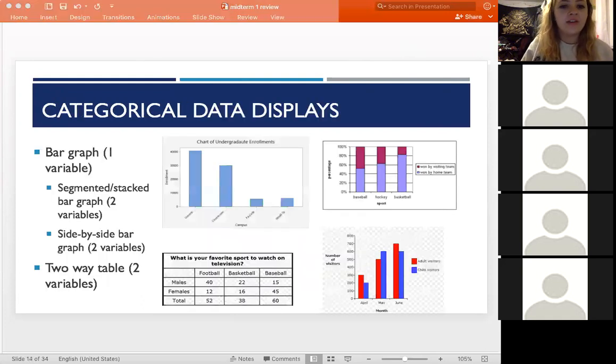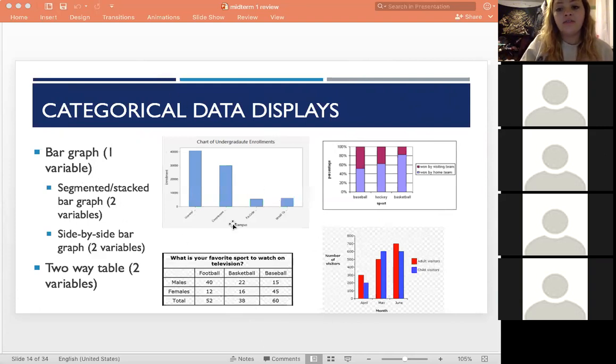All right, categorical data displays. So remember, categorical data is those labels that we talk about. These things don't have a numerical value to them. They're going to be things like ice cream flavors or chocolate flavors. I need something else besides food. Car brands, colors of the rainbow, colors of Skittles. Those are just examples of categorical variables you could represent by these different graphs.